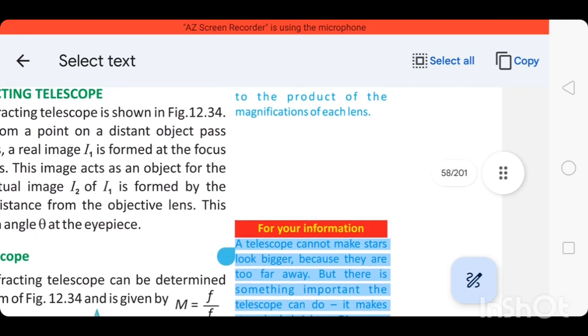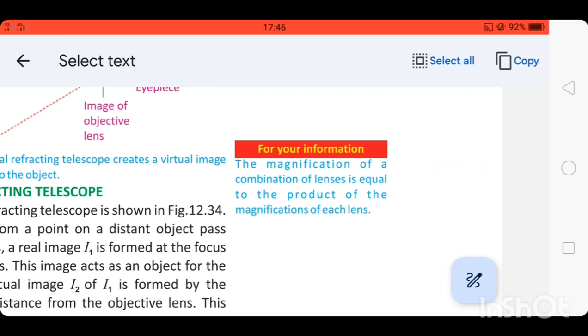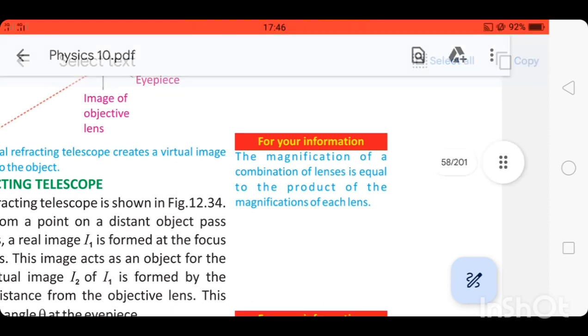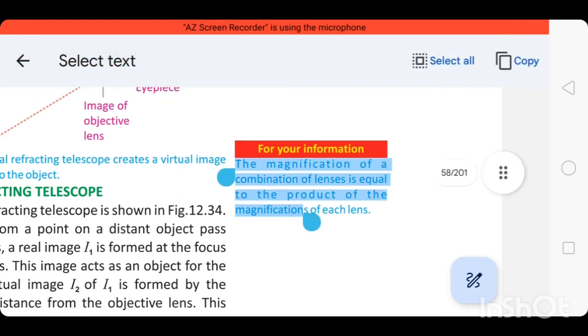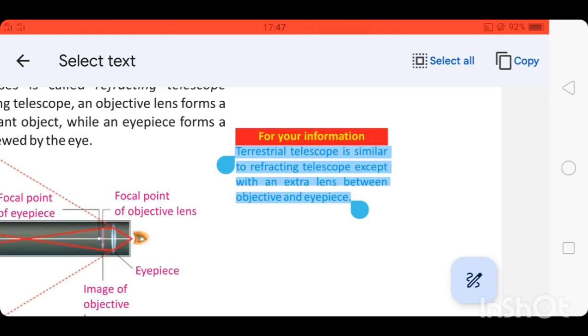Other information present on this page is also important for objective questions and short questions. For example, this information: the magnification of the combination of lenses is equal to the product of the magnification of each lens. This information is also important for MCQs. Terrestrial telescope is similar to refracting telescope except with an extra lens between objective and eyepiece.